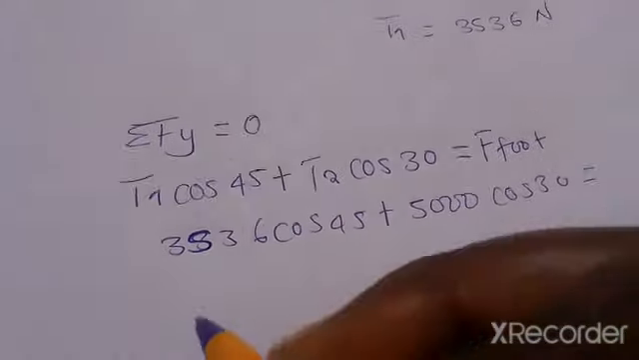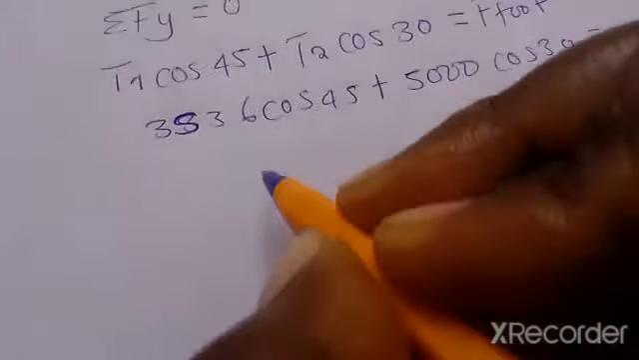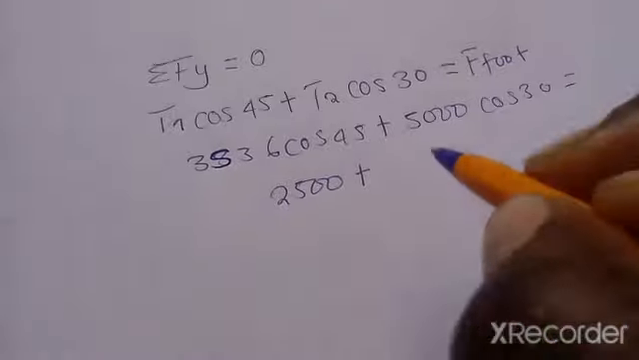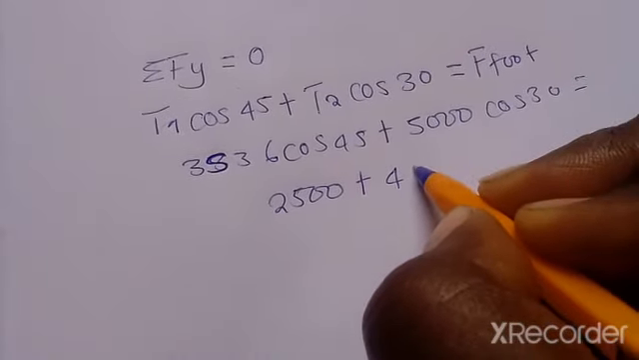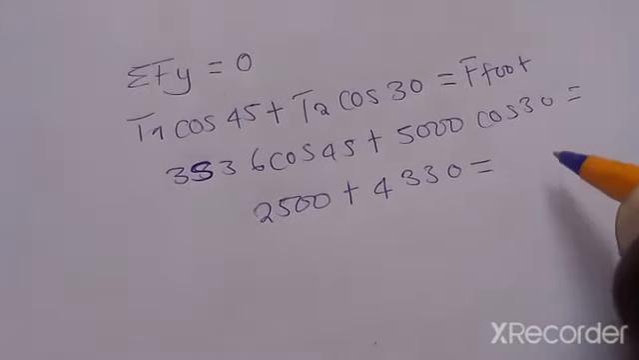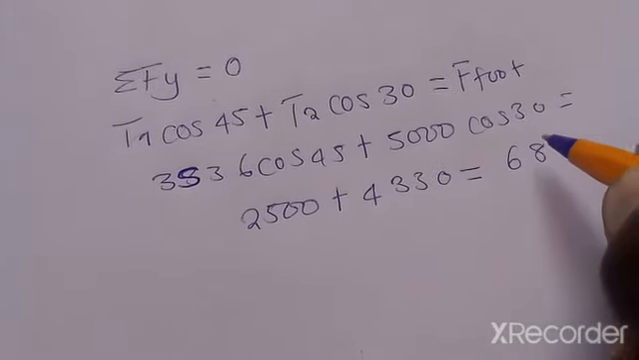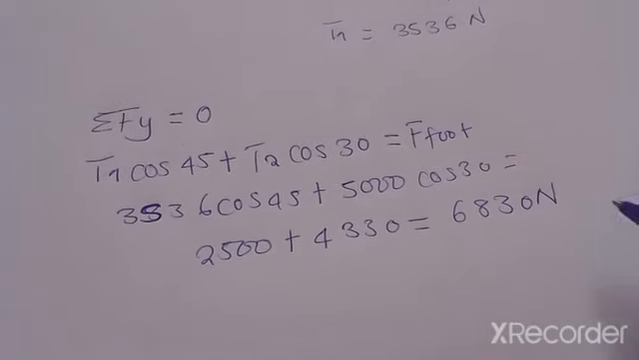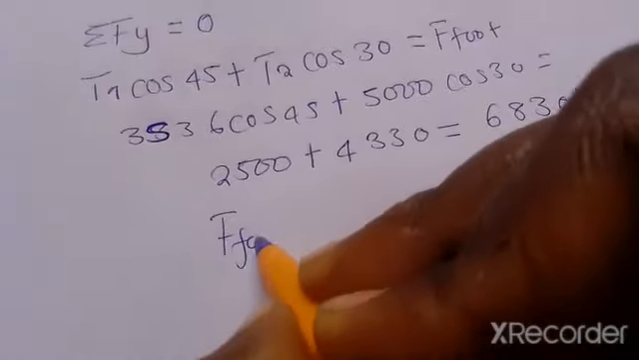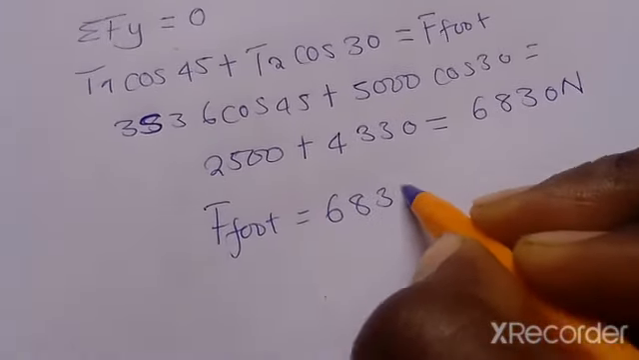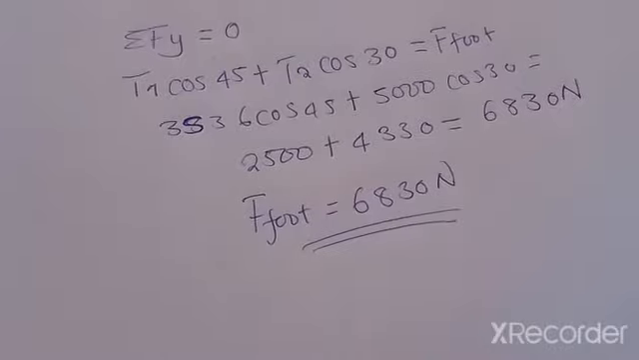So this will give us 2,500 plus 4,330. This will result in 6,830 newtons. So the force from the foot is going to be 6,830 newtons. That's what we have.